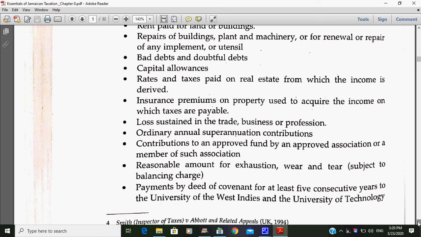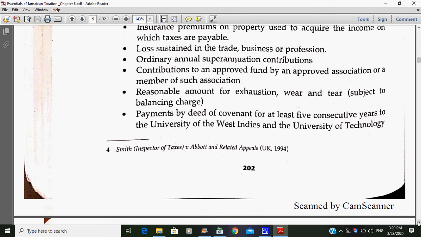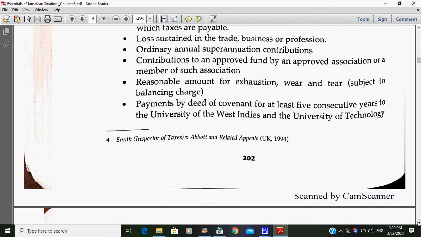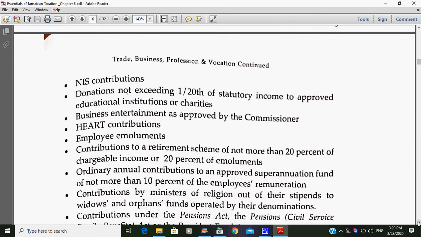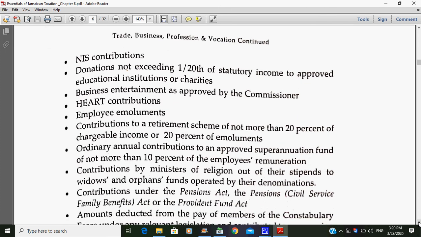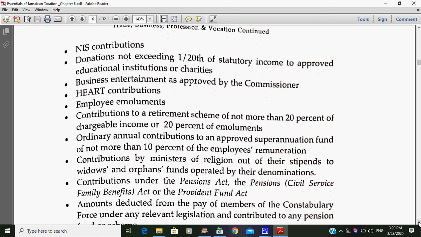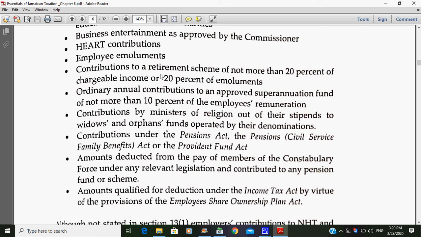Payments by deed of covenant for at least 5 consecutive years to University of the West Indies and University of Technology. NIS contributions allowable. Donations not exceeding 1/20th of statutory income to approved educational institutions or charities. Business entertainment as approved by the commissioner. Employer contributions, contributions to a retirement scheme of not more than 20% of chargeable income or 20% of emoluments.